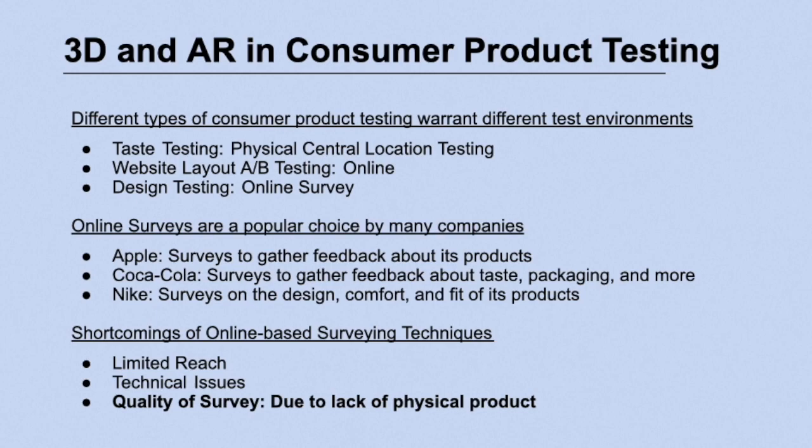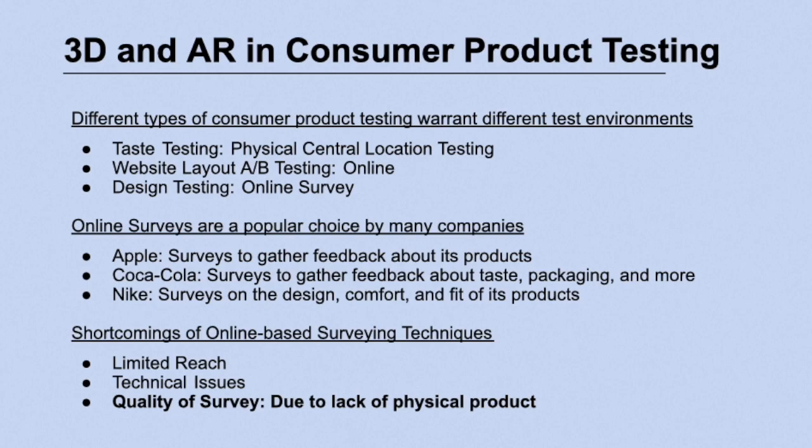However, due to the time and effort in conducting them in such a manner, many companies have opted to do tests online if possible. Apple, Coca-Cola, and Nike are among many well-known companies that use online surveys. However, it is undeniable that online surveys come with certain limitations, such as limited participant reach, as well as technical issues. One of the main shortcomings that this research aims to overcome is the quality of a survey being affected due to the lack of physical product.